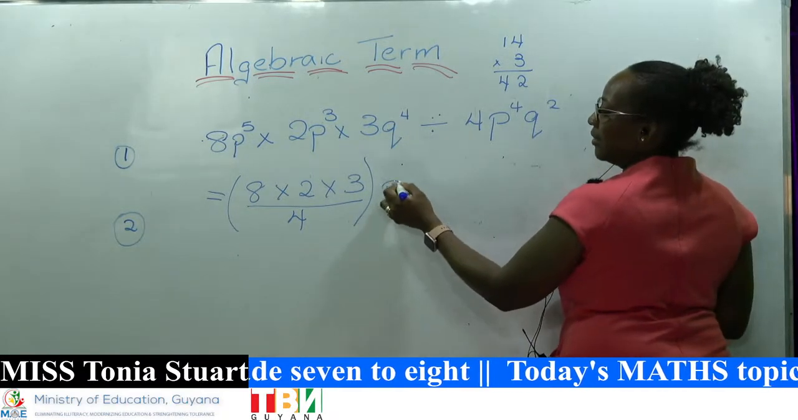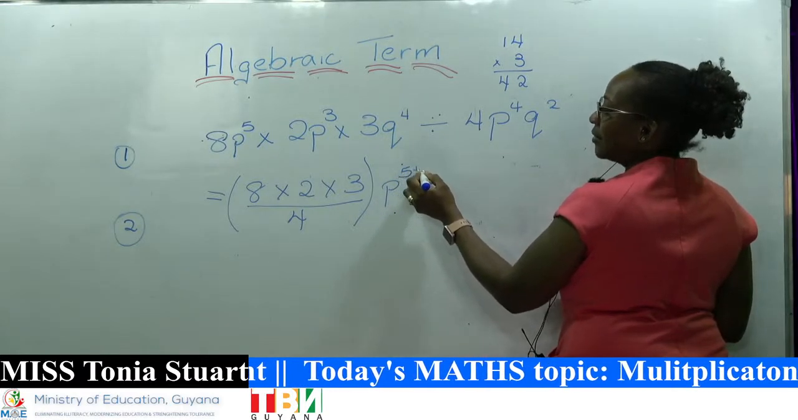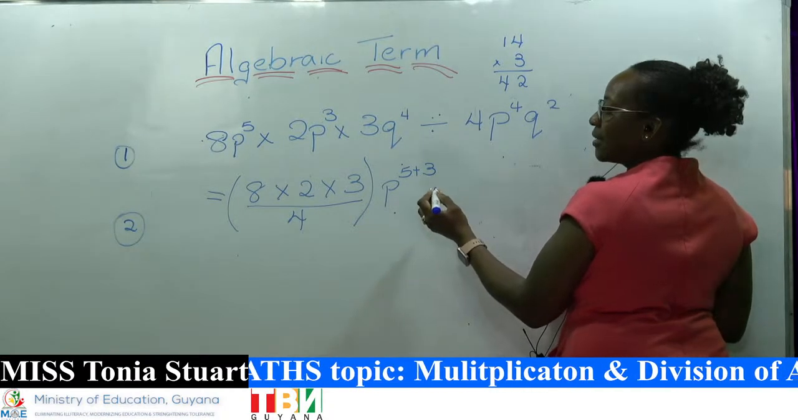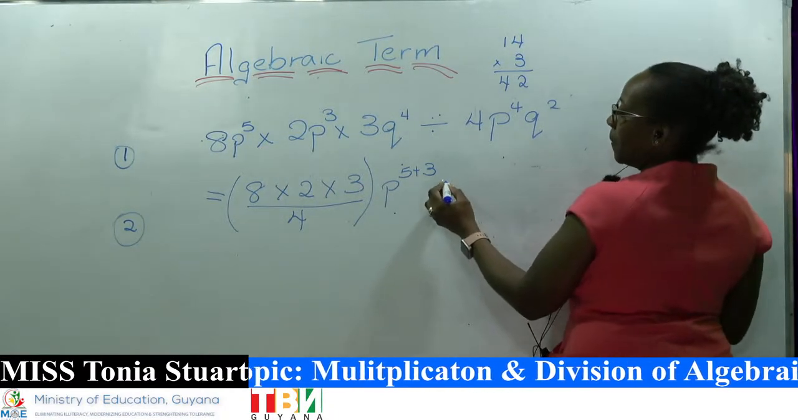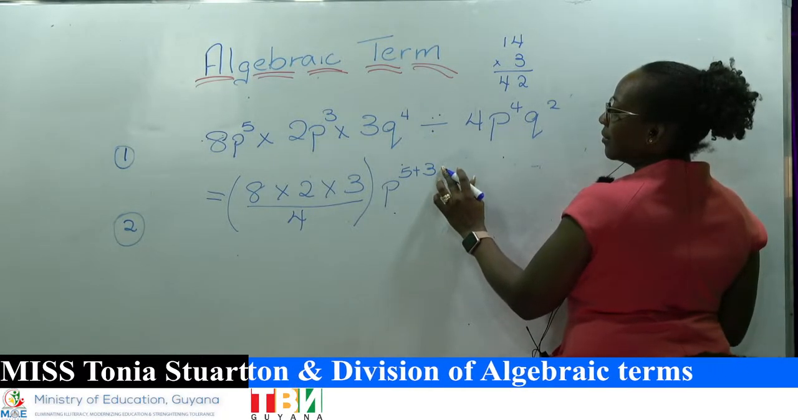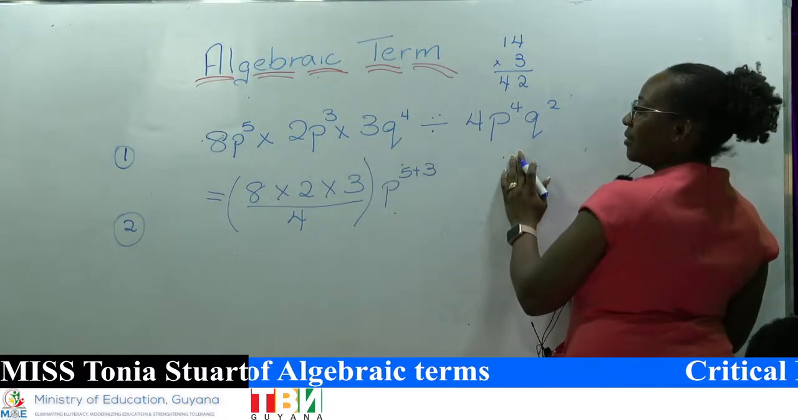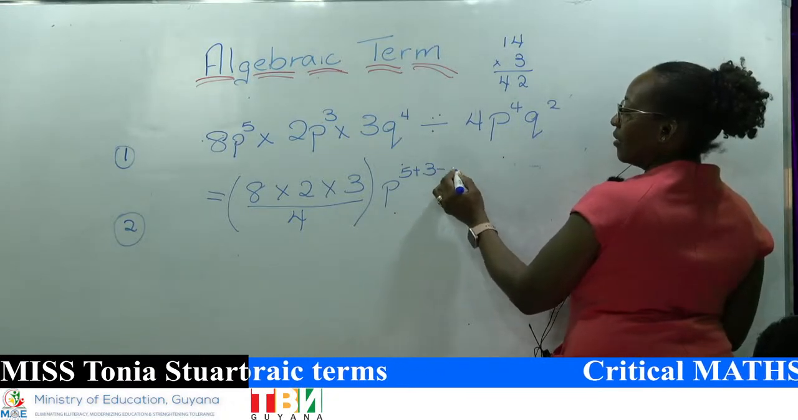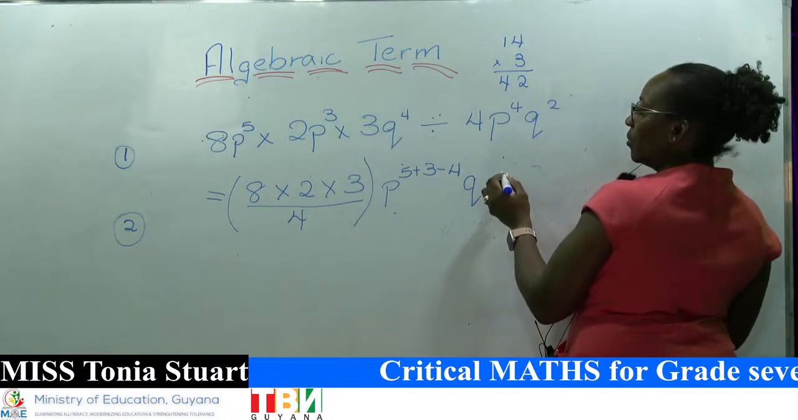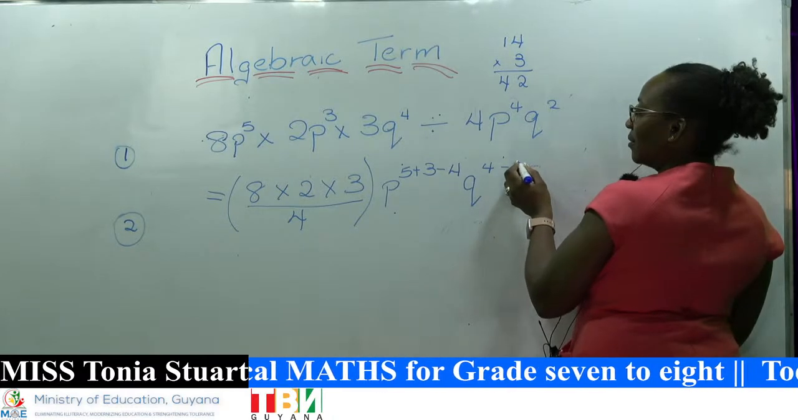Next, p to the 5th power plus 3. Why are we adding? Because we were multiplying, the operation is multiplying. And q, before that, we don't have any other p's. Divided by, no, subtract by 4. Then we have q to the 4th power, subtract 2. Great.